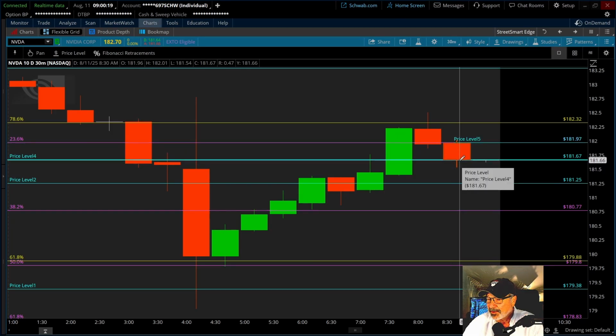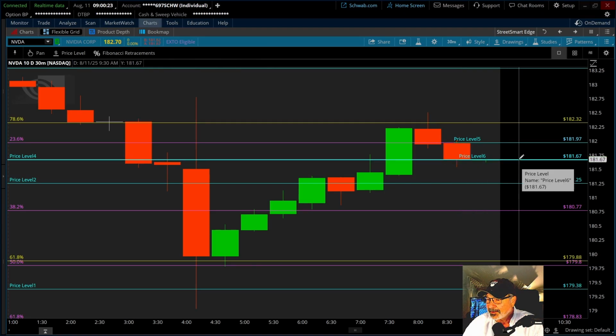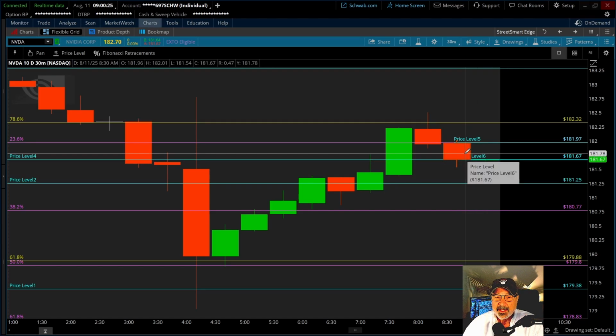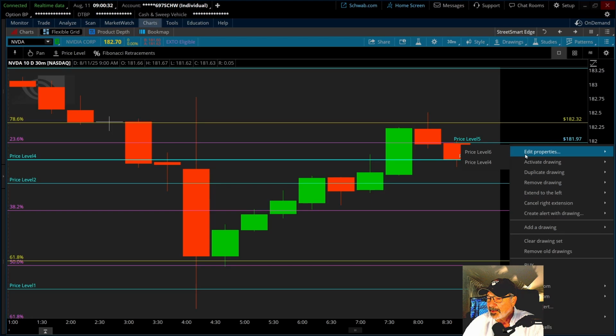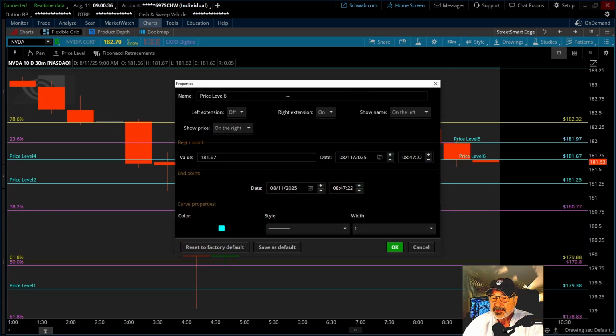I'm marking a 30-minute breakout here on NVIDIA. Let's just see what that is. The close on that is 181.67. That's right where I marked it. Good. So 181.67, price line 6. We'll go ahead and put it on. We'll make it a little bigger here. This is based on day trading volume 4. Actually, that's going to be the low.